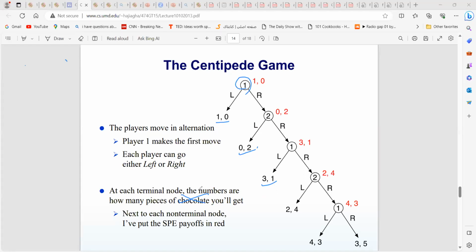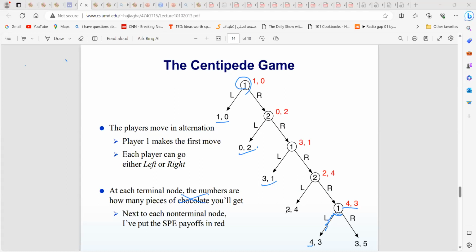Now, let's see what would be the SPE here. So SPE, just come here to the latest node. For this node to compute it, you need to come to this node, but we need to compute this one first. Then for this one, you need to compute this one, this one, this one. So we need to compute first this one, for this guy. So for this guy, player one has L and R. What is the best thing for one? It would be to take this action. So 4-3 is coming. Then here, this is 2, who can choose L and R.